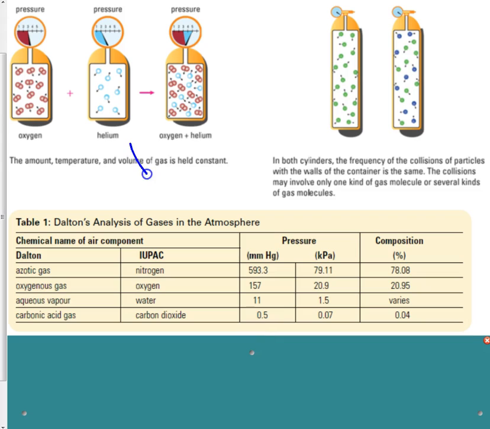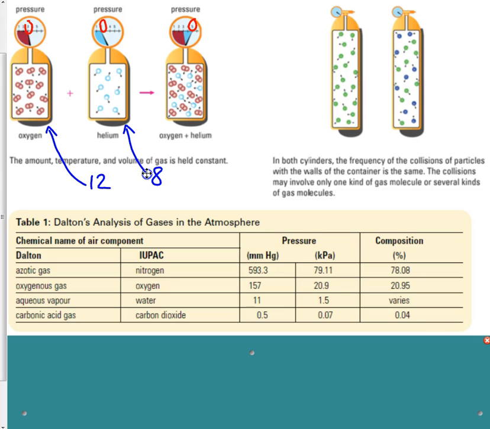Now, if you like to count particles, you'll find that there's 8 particles in here and 12 particles in here. So the number of particles is not the same in both of those, but you'll also notice the pressure of these is different. This is at 2 units of pressure and this is at 3. The combined pressure of those two is at 5. So provided the amount of the gases, the temperature of the gases, and the volume of the gas doesn't change when we combine them, then the pressures are additive.